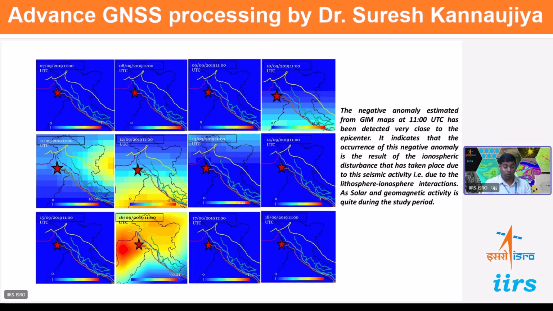But as I told you, this data requires more and more study, because this TEC variation is not only contributed by the seismic activity, but also by solar and geomagnetic activity, and some more physical phenomena are taking place. So we need to decompose it, then we can constrain it, and then we can use it for the earthquake hazard study.